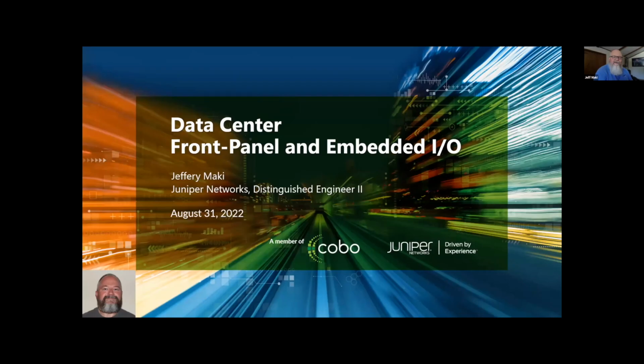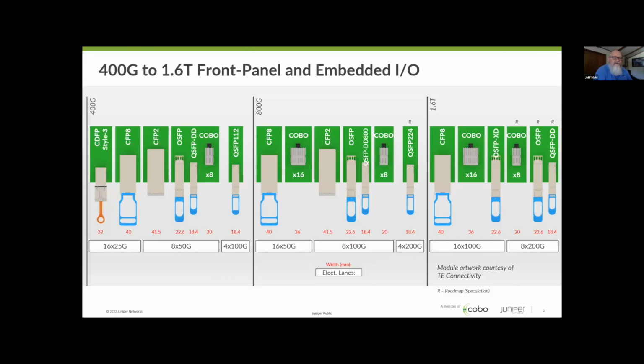All right, thank you. Let me share my presentation. So the data center front panel and embedded I/O, I wanted to review in a few slides. So this is a pictorial summary. Some of you may have seen this over the years. I always keep updating it. This is going from 400 gig on the left all the way to 1.6 terabit on the right.